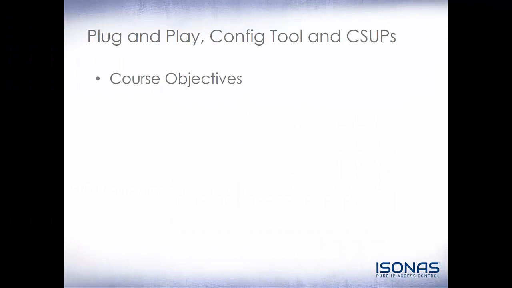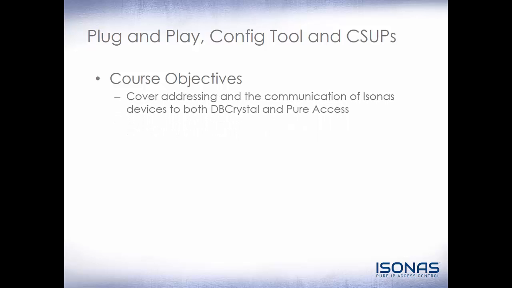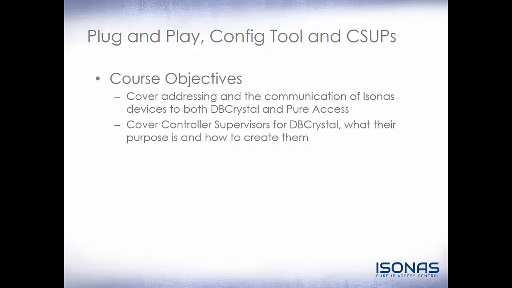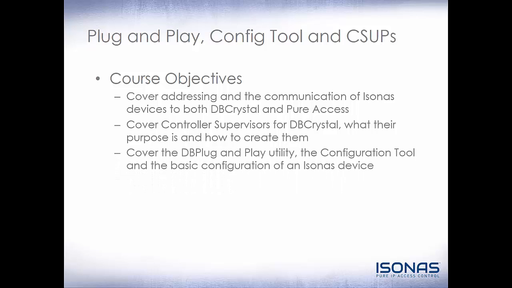So let's review our course objectives. We talked about addressing and communication of Isonas devices to both DB Crystal and Pure Access. DB Crystal works best with static addresses and in server mode. Pure Access works best with DHCP addresses and client mode. We covered controller supervisors for DB Crystal, what their purpose is and how to create them. Their purpose is to communicate with Isonas devices on the network. Also remember to spread your devices out over multiple CSUPs. Don't create one CSUP and put 100 or 50 doors underneath one controller supervisor. We covered the DB plug-and-play utility, the configuration tool, and the basic configuration of an Isonas device.